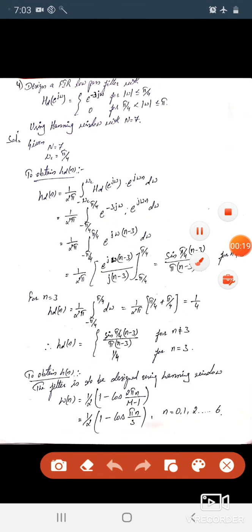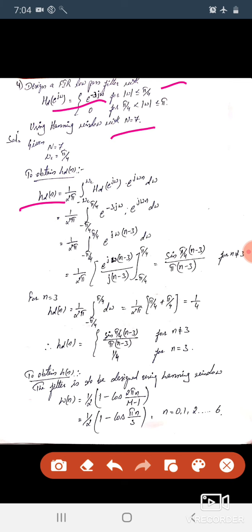Here the cutoff frequency is given as pi by 4, and length is 7. The equation is the same as what we took in the previous problem. Again, the same steps. Instead of a Hamming window equation, here we are going to use a Hanning window. First we have to find hd of n.